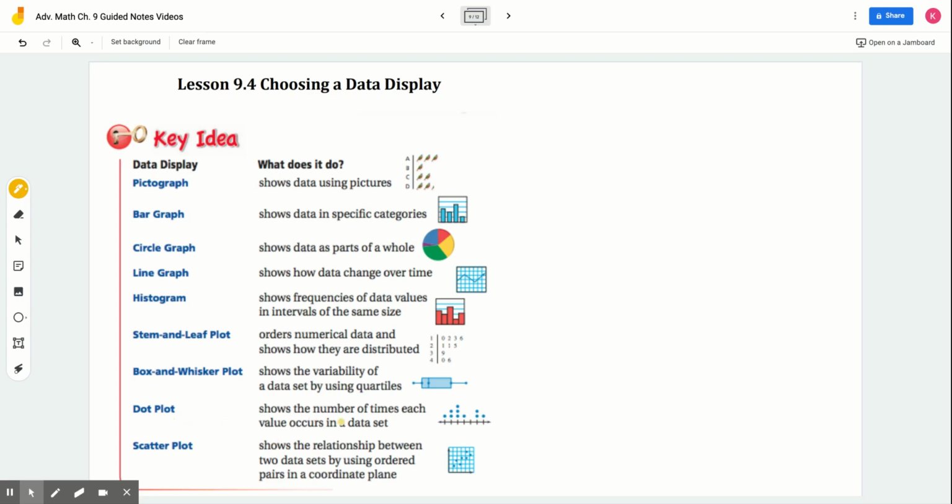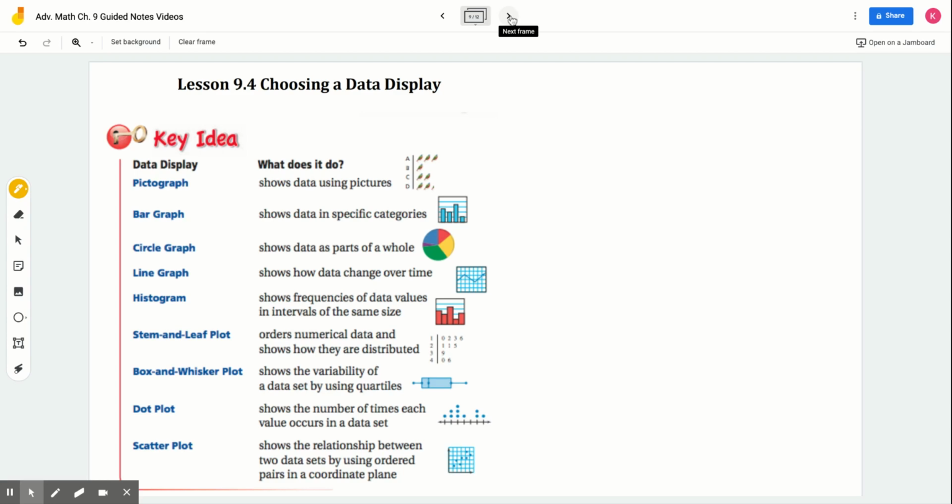A dot plot shows the number of times each value occurs in a data set. So a number line with the dots above the data pieces as shown. And then a scatter plot. These are the ones that we have been using in lesson 1 and 2. It shows the relationship between two data sets by using ordered pairs in a coordinate plane. So remember, just plotting the data in the coordinate plane is a scatter plot.